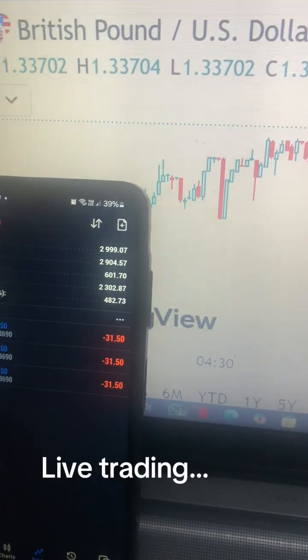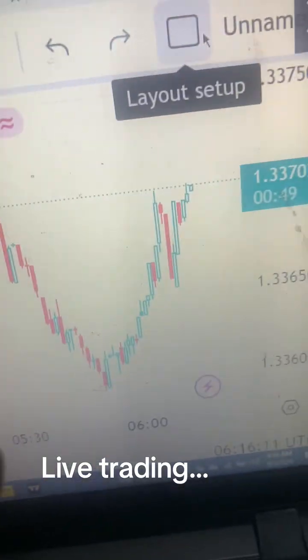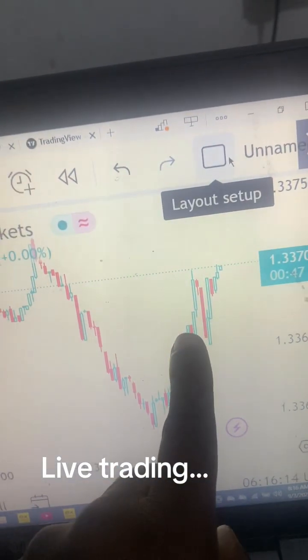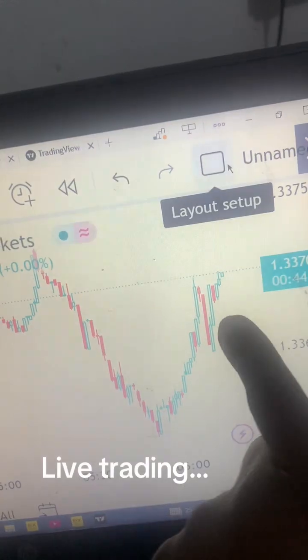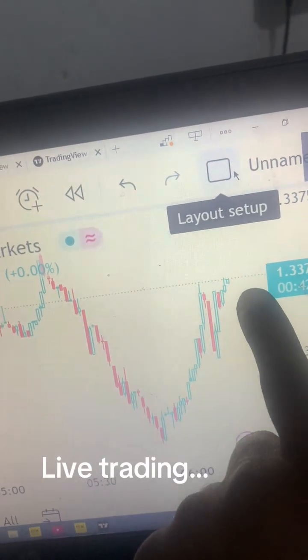That is how forex trading works. So you can see that the chart, it was here, and I said it's going to go up. It came a little bit down, now it's going again. This is how the forex market works.